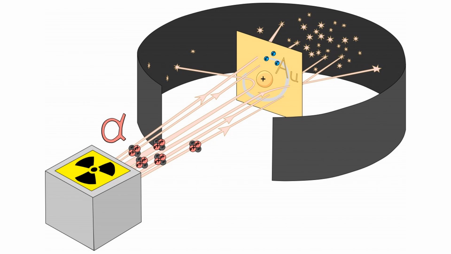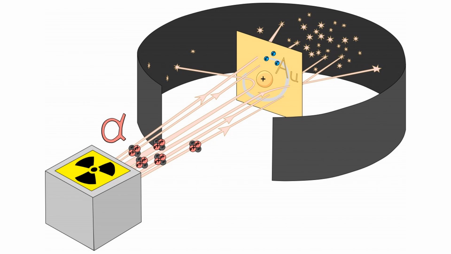The alpha particles were deflected in different directions. Some of them went left, some of them went right, and some of them actually got turned right back around and shot back at the radioactive element. Kind of crazy, right? It's kind of crazy.